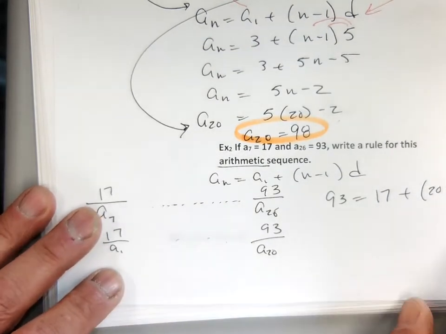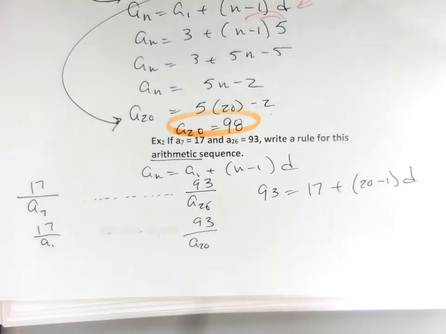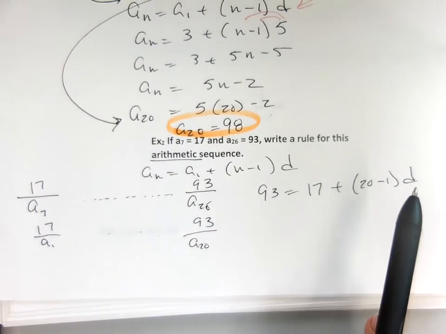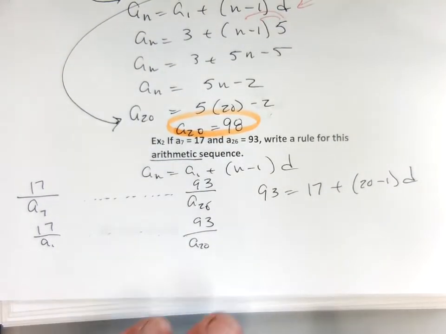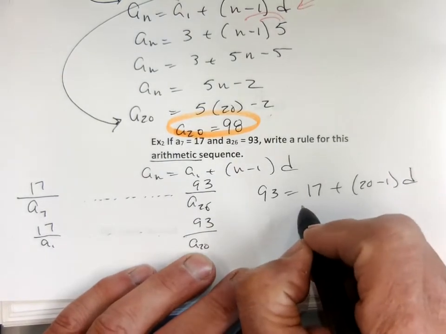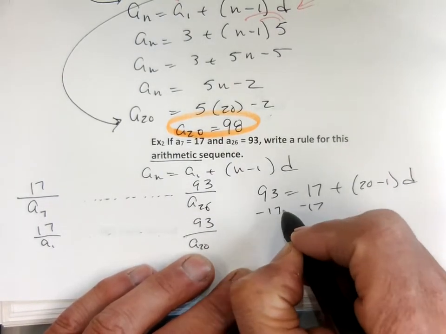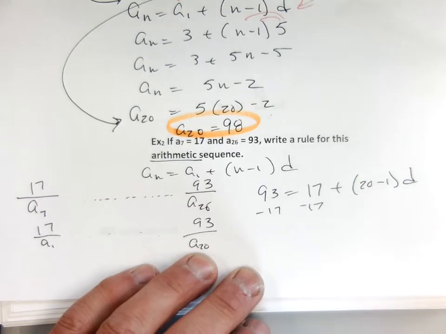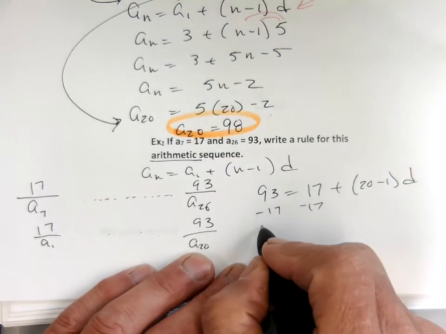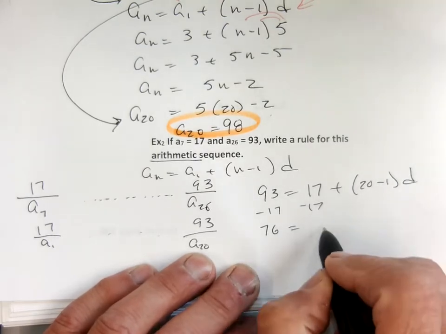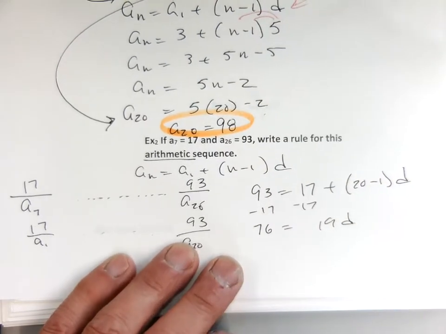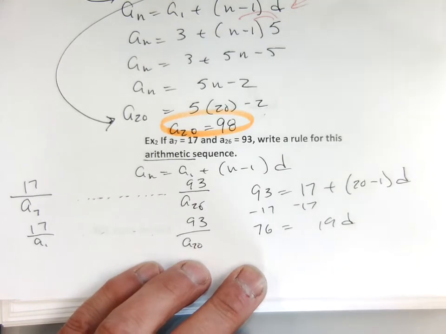And then I can find the difference. So I'm going to use my formula to get the value of D, okay? So then, all right, I had 93, minus 17. What is 93 minus 17? And I get an answer of 76 equals 19D divided by 19. 76 divided by 19 is 4.